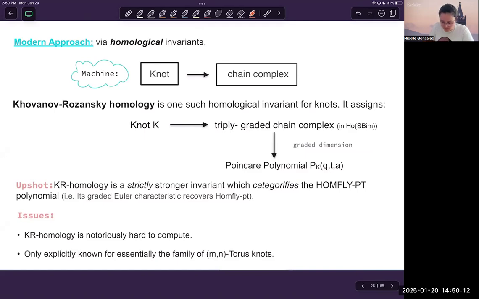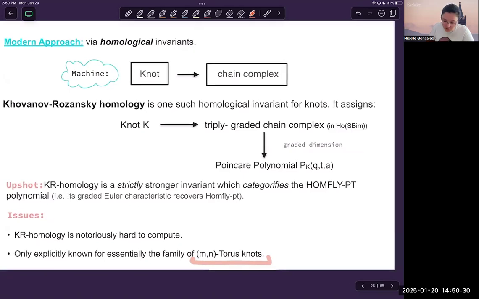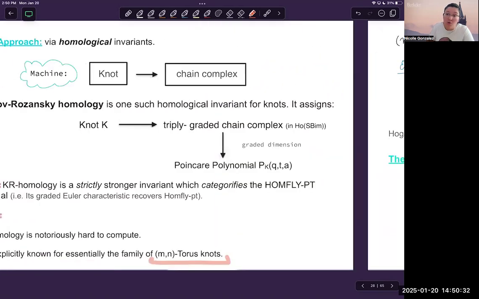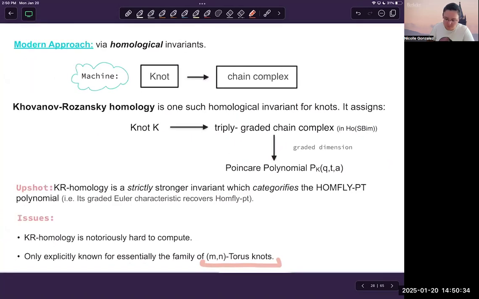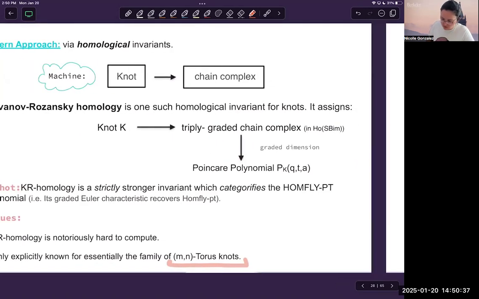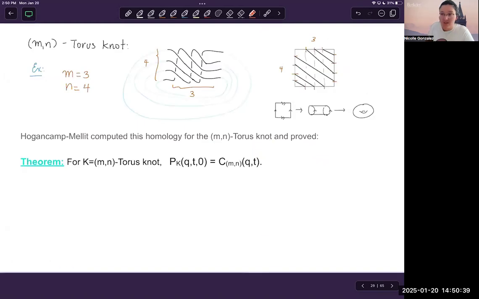It's quite difficult. And because it's difficult to compute, it's really only known explicitly for very small families of knots, in particular, the M,N torus knots, which I'll describe in a second. So that formulates the following issue, which is, well, how do we compute it for more families of examples? So let me talk about these M,N torus knots and tell you how this relates back to the combinatorics.